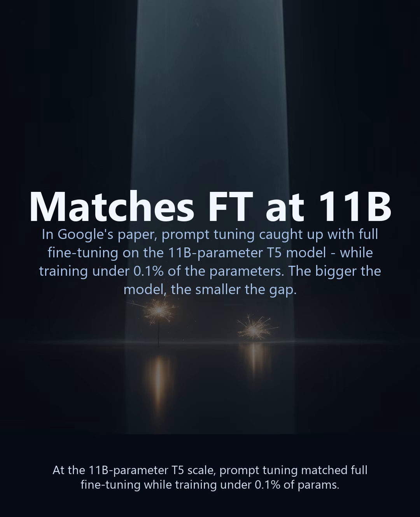And here is the headline result. In Google's original paper, as models grew past a few billion parameters, prompt tuning caught up with full fine-tuning, matching its quality on the 11 billion parameter T5 model, while training under 0.1% of the parameters. The bigger the base model, the smaller the gap. Scale is what makes this tiny trick work.